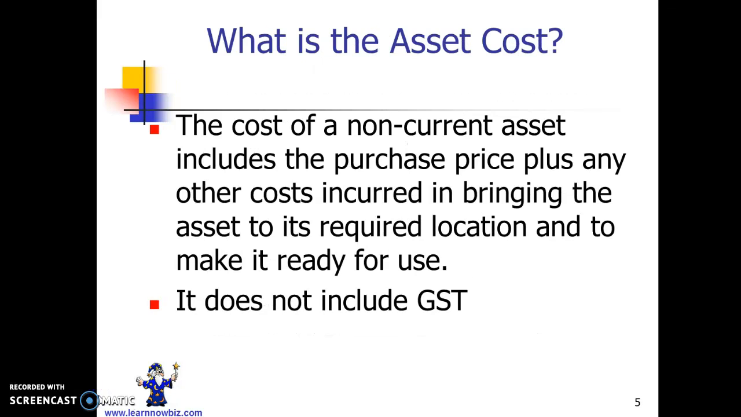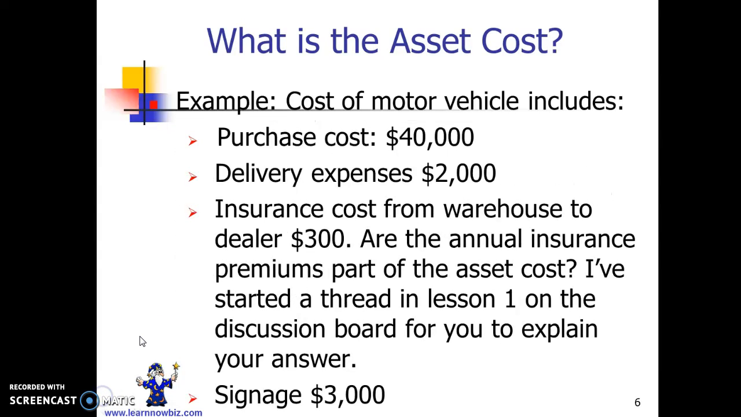Now what do we mean by the asset cost? The cost of a non-current asset, or a long-lasting asset, includes the purchase price plus any costs incurred in bringing the asset to its required location and to make it ready for use. It does not include the cost of the GST, so please do not include that in the asset cost.